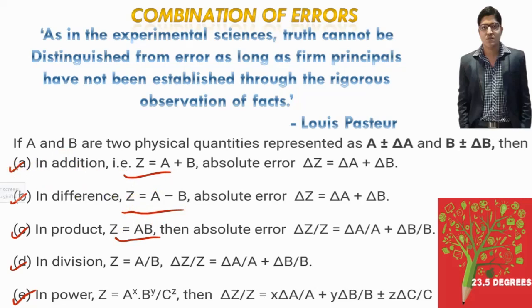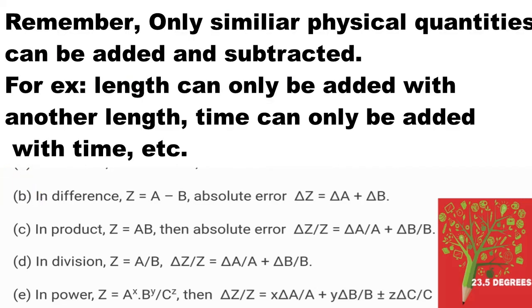So let's start with addition and subtraction, because the rule for addition and subtraction is same. No matter whether you are adding or subtracting two physical quantities, their errors will always be added. Remember, their errors will always be added if you are adding or subtracting two physical quantities. Let's take an example.